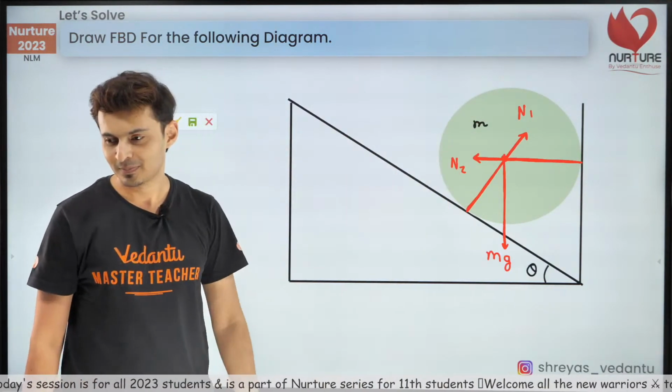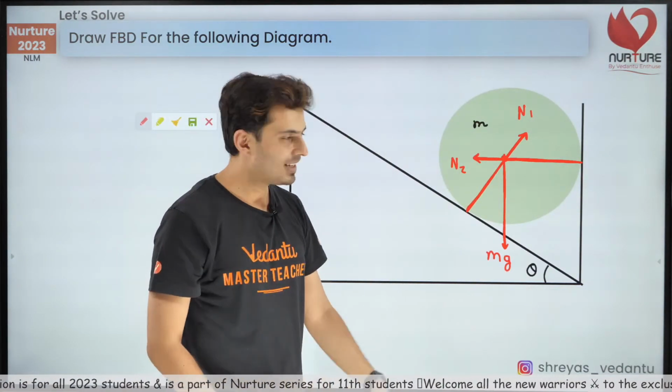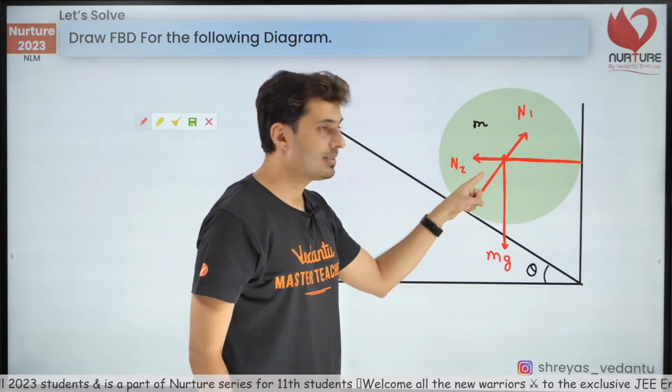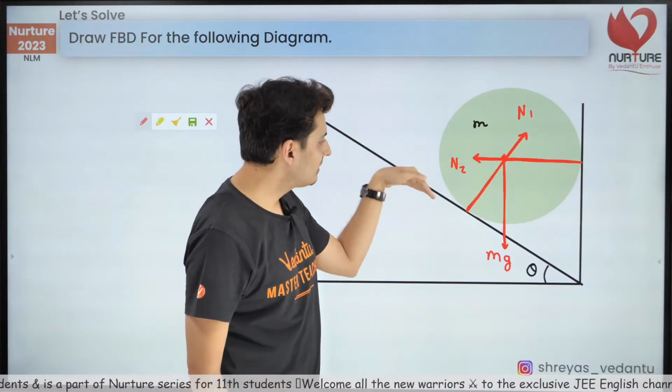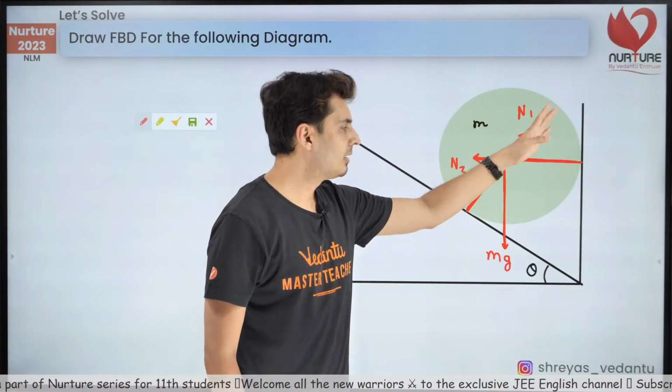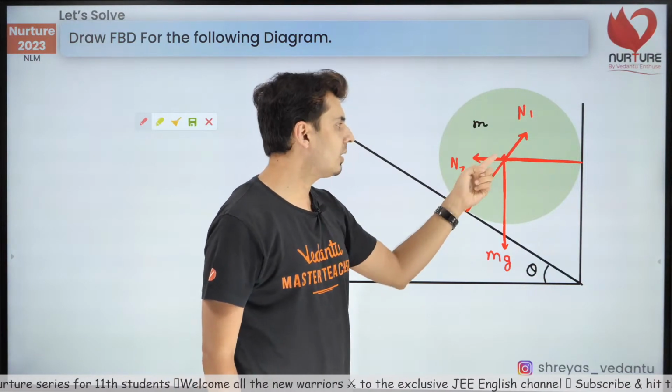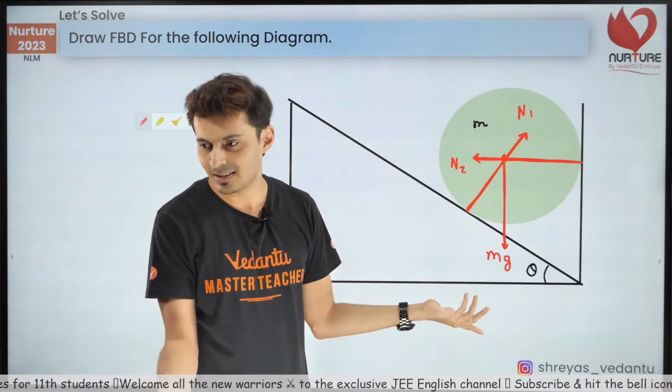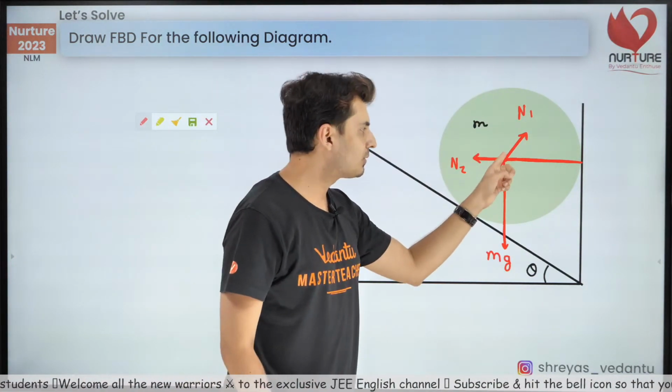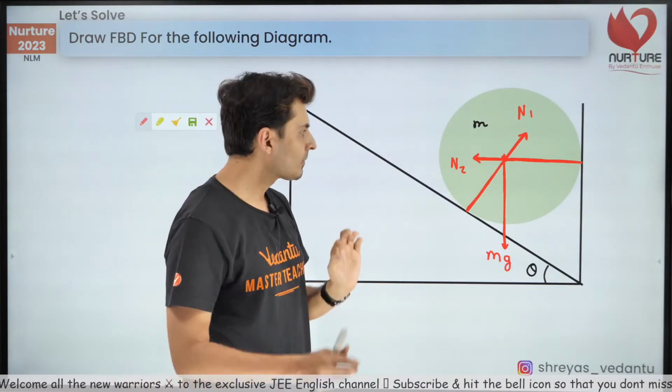That's the question. Now, here is the thing, guys. Why are they all passing through the center? Very simple. This is tangent. Perpendicular to the tangent will always pass through the center, isn't it? Hence, that's why I'm showing it passing through the center.